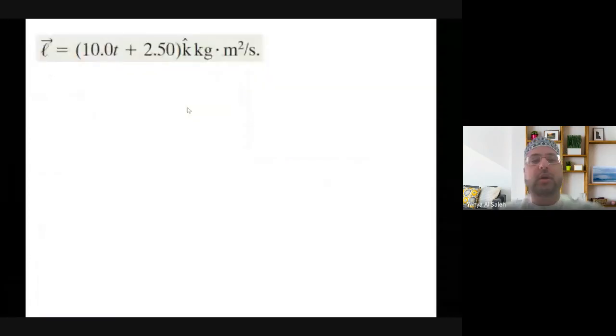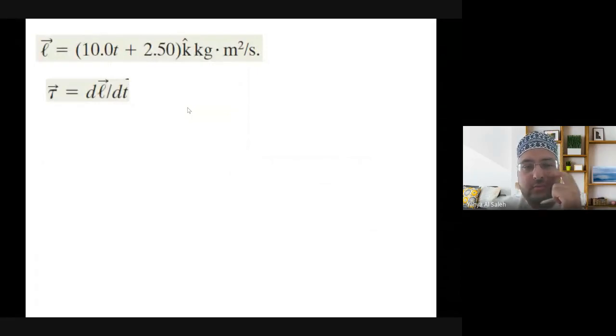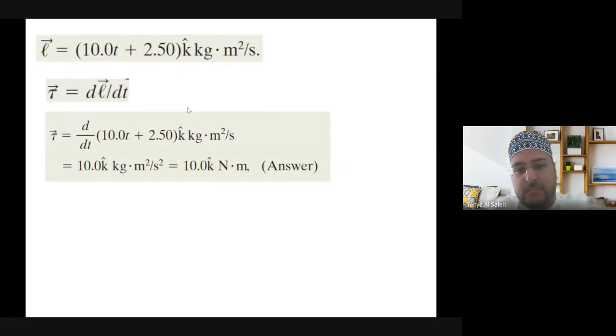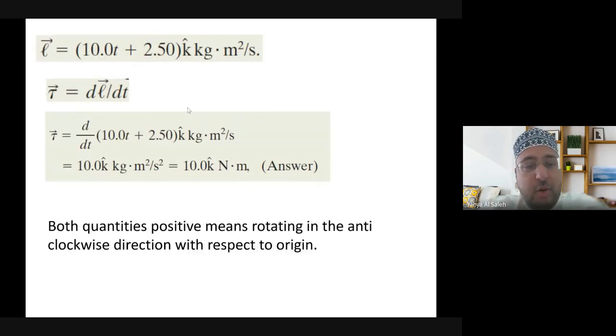Now we want to find torque. One way is to find force and then do r cross F. Another way, since we already know angular momentum L, is to just take the time derivative of that, which is a much easier way because the time derivative is simply going to be 10. 10t becomes 10, 2.5 is a constant, it goes away. So we just end up with 10 newton meters in the k direction. Now, since both quantities L and torque are positive, it means it's rotating in the anti-clockwise direction with respect to the origin.